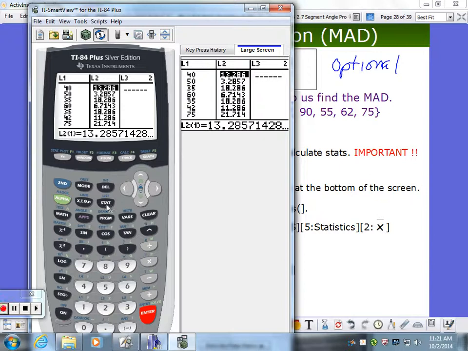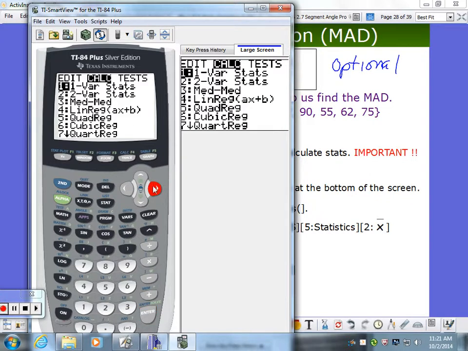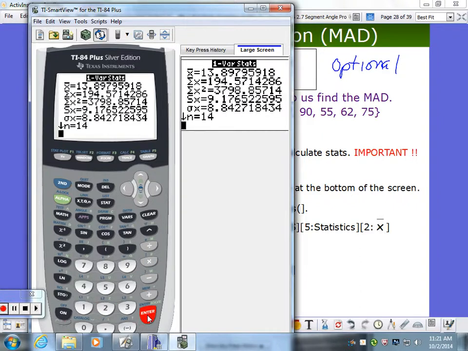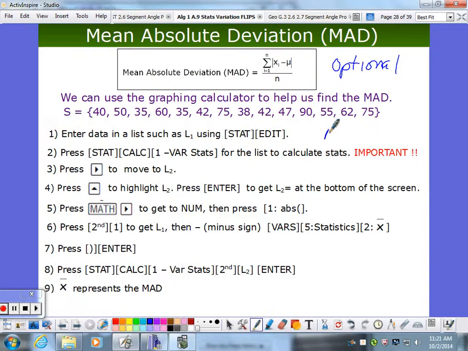So I do a stat, I do a calc, I do 1-bar stats. But do I want to use list L1? Nope. Second L2, and then I will press enter. X bar, my average, 13.9, right, approximately, is the MAD. MAD is approximately 13.9.